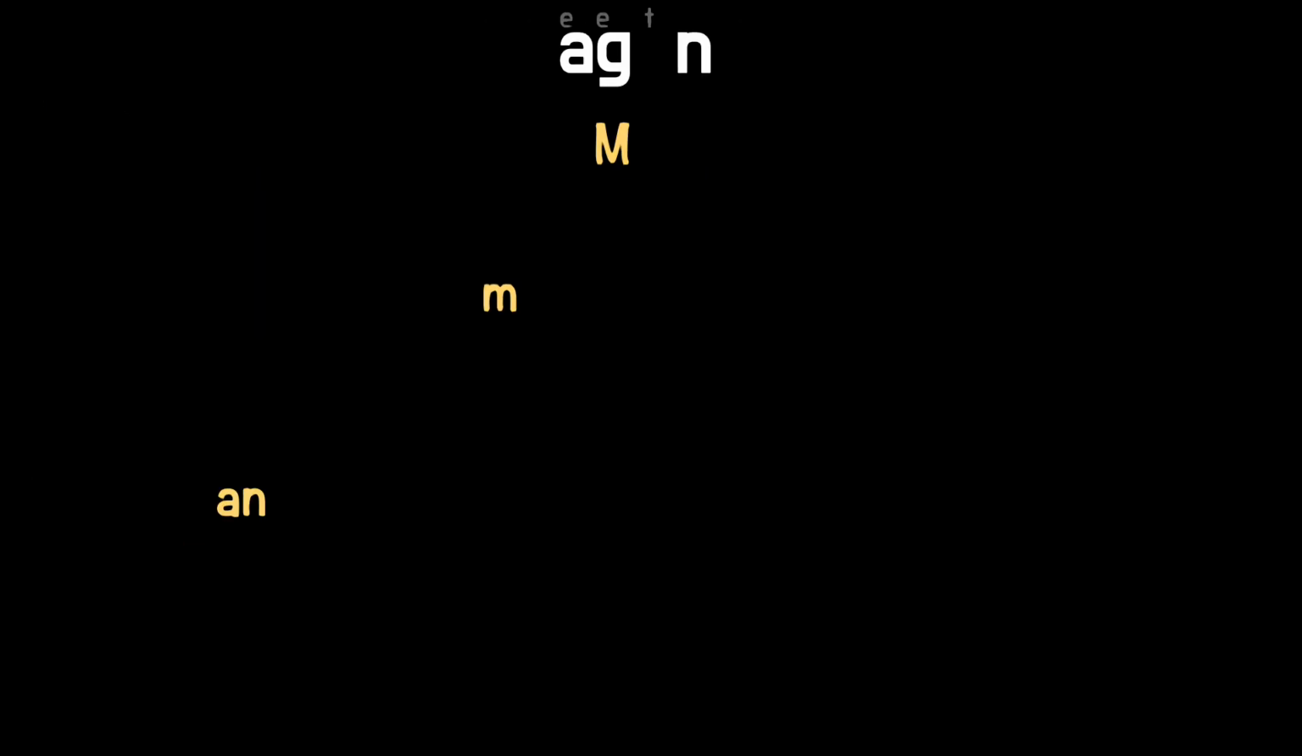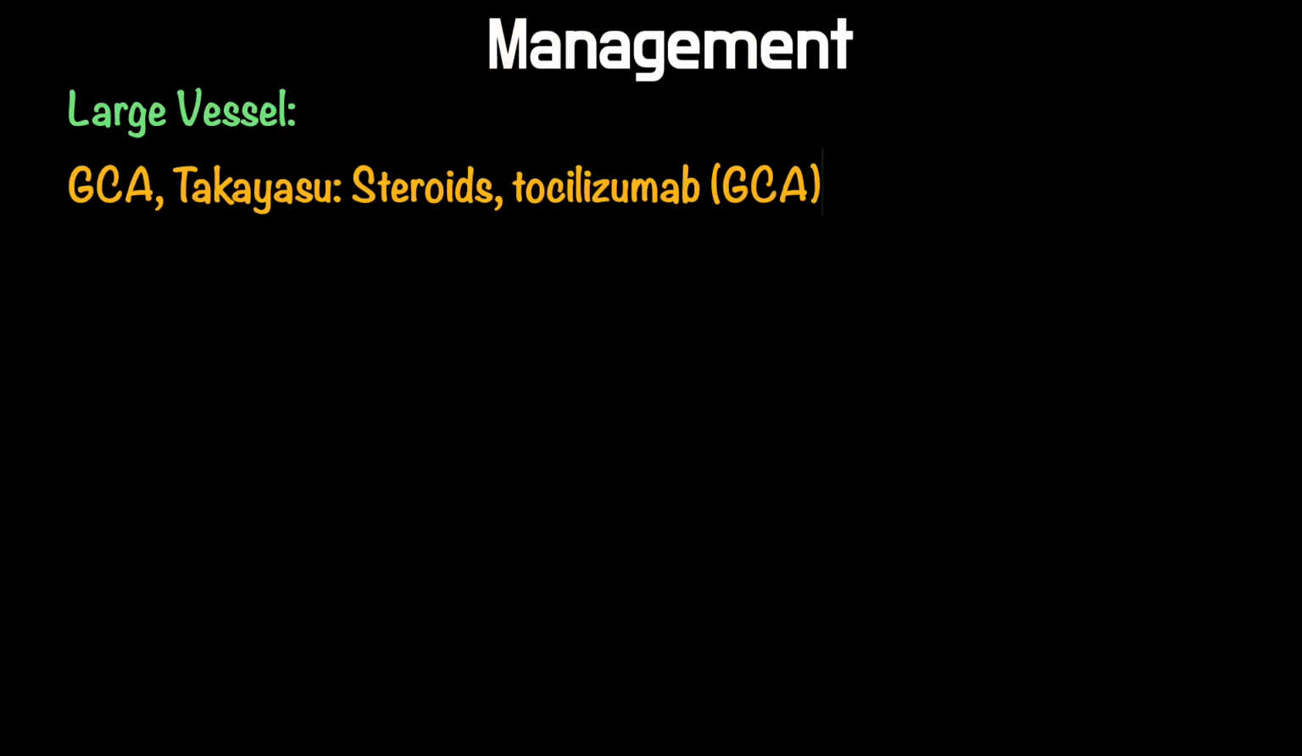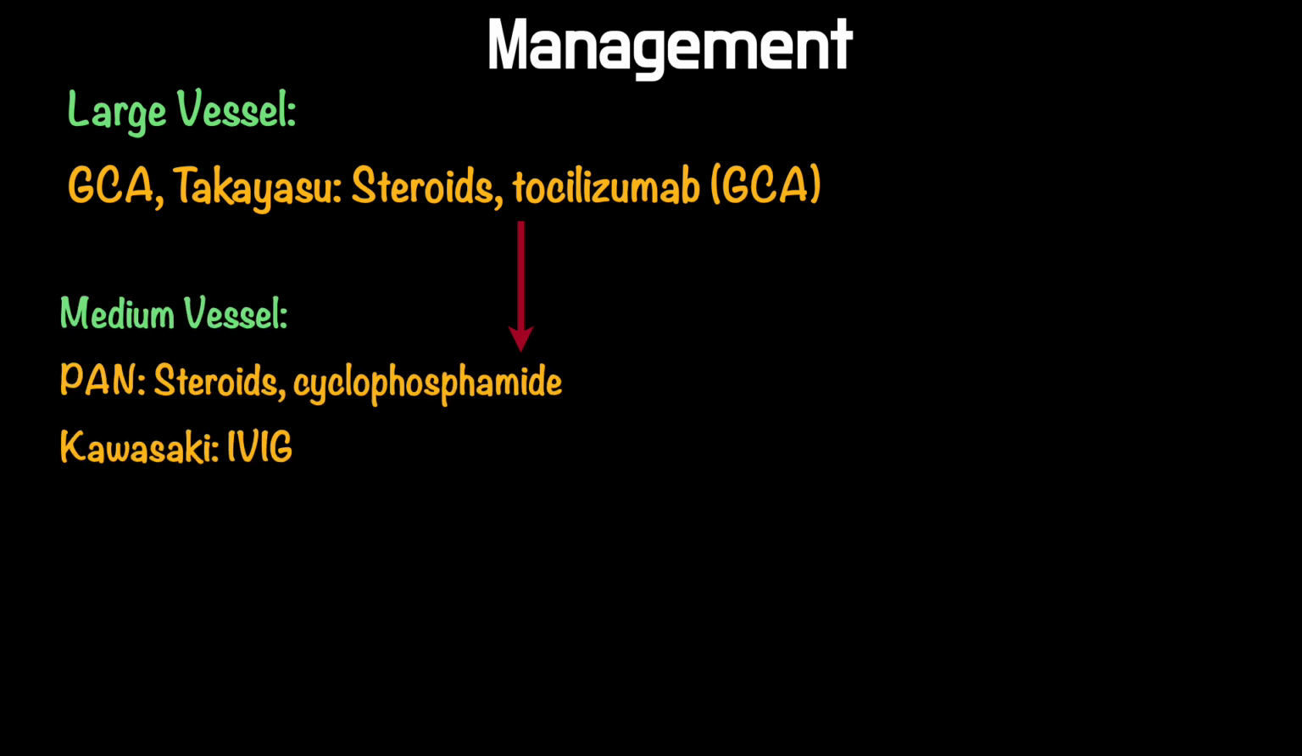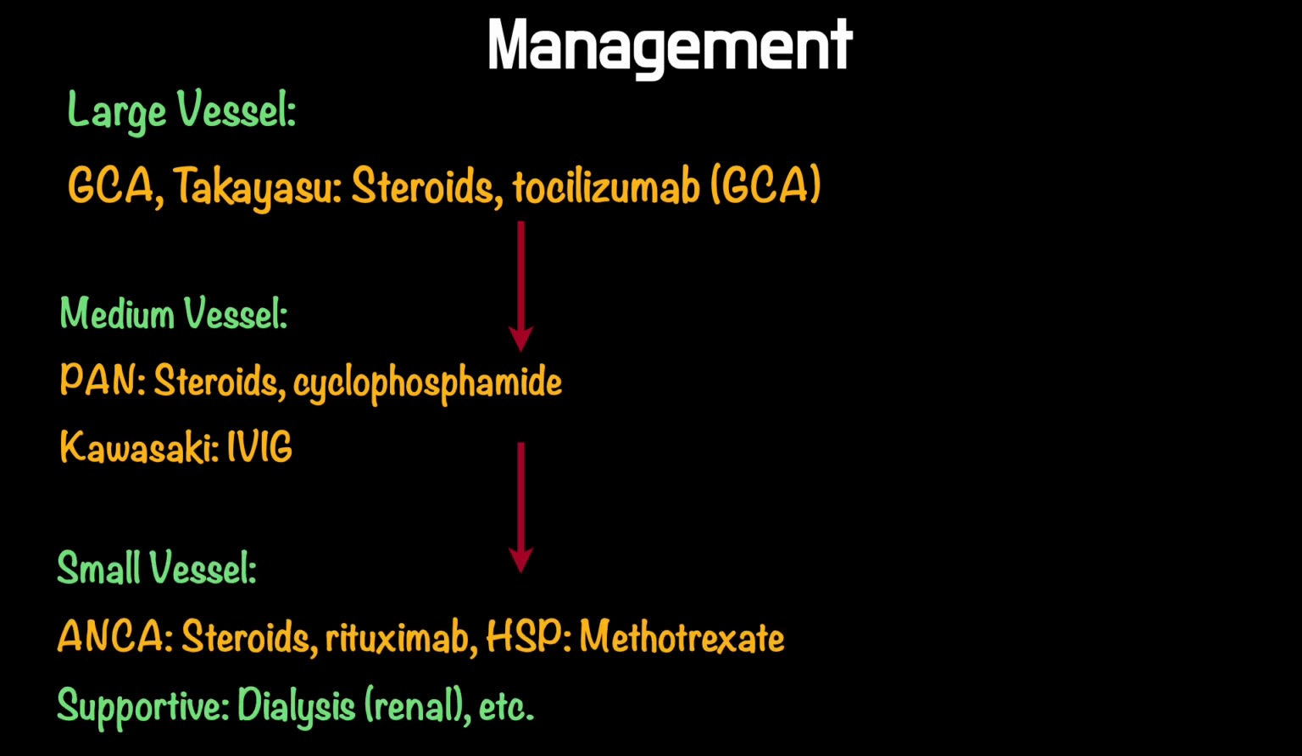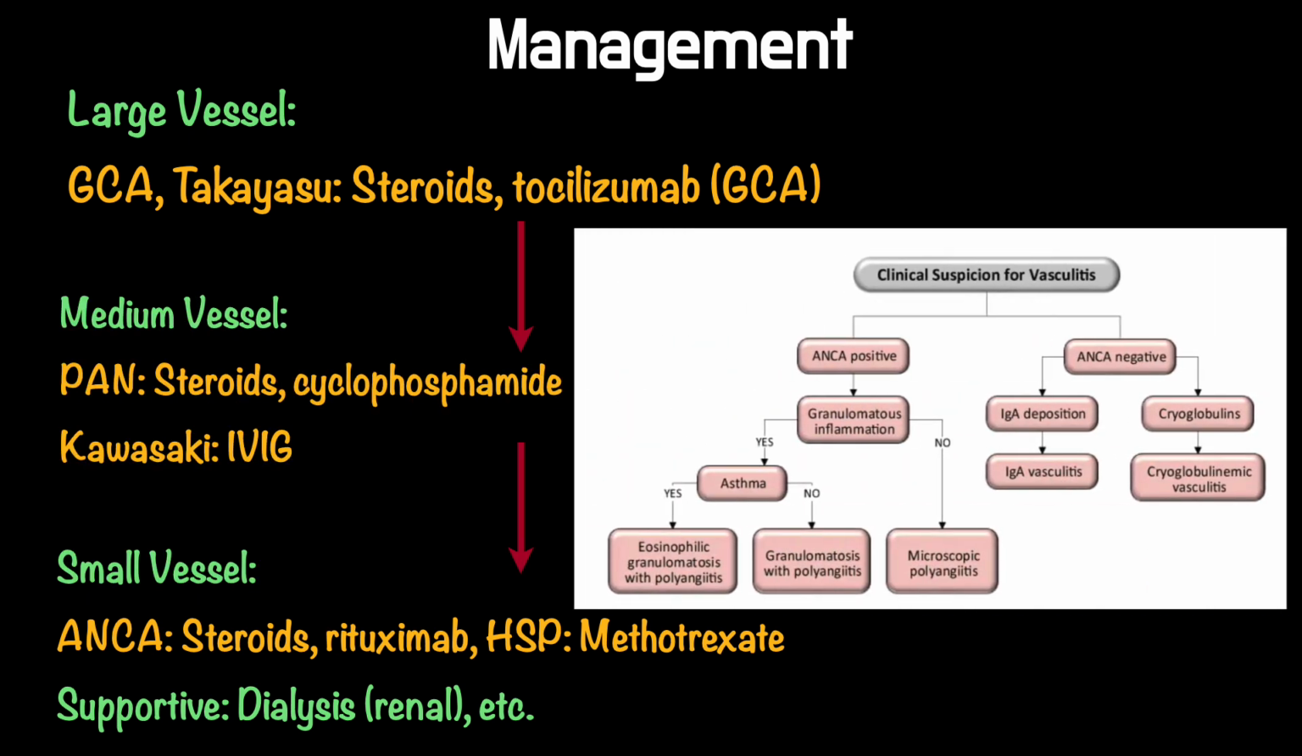Talking about the management of the disease, in large vessel like GCA and Takayasu, you use steroids or tocilizumab in GCA, and in medium vessel PAN, you use steroids and cyclophosphamide, and in Kawasaki, IVIG, that is intravenous immunoglobulin, can be used. And in small vessel ANCA vasculitis, steroids and rituximab can be used, and in HSP, that is Henoch-Schonlein purpura, the drug of choice is methotrexate, and as supportive care, dialysis can be done in renal failure.